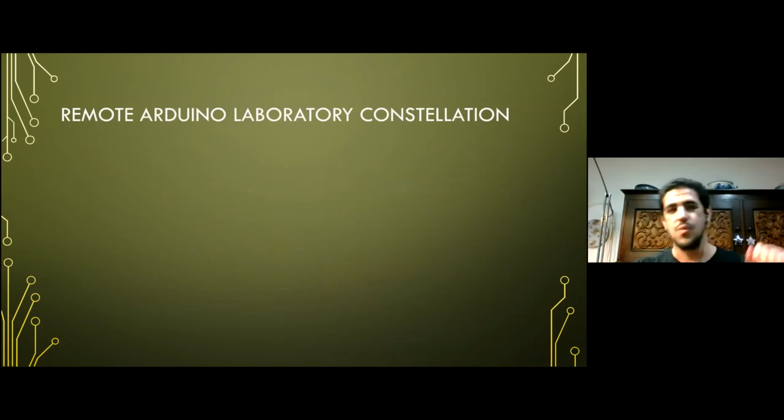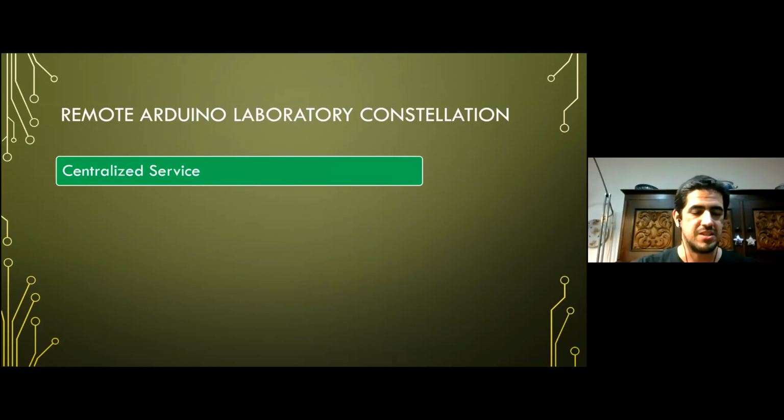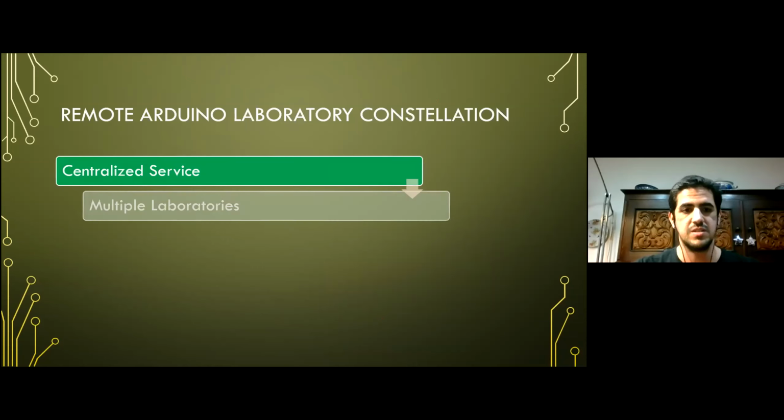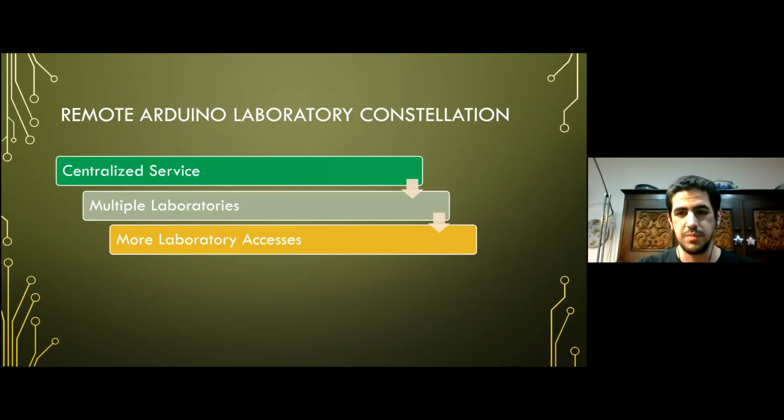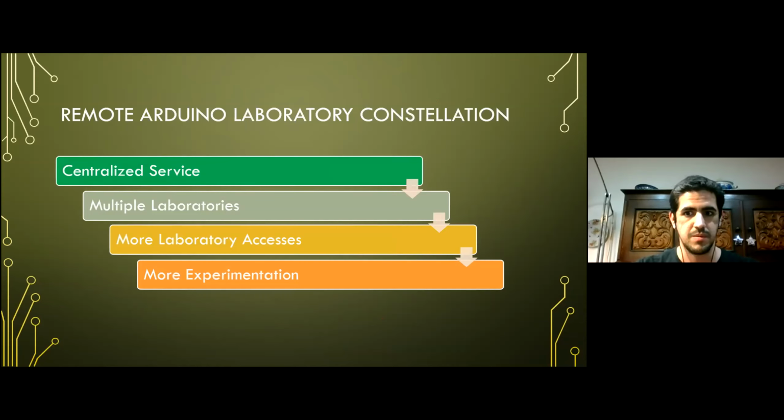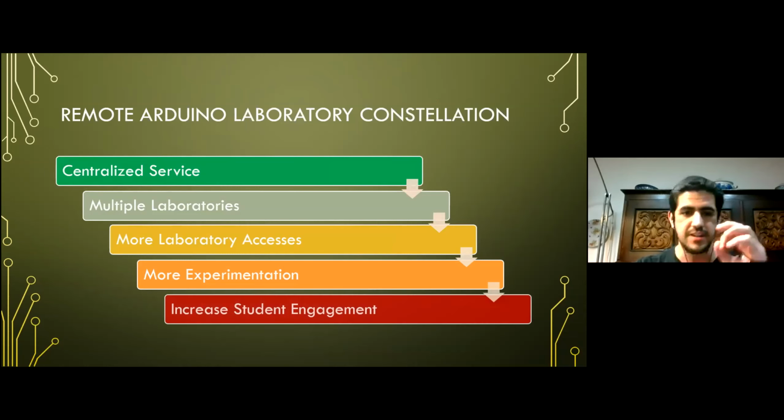That's why we're building the remote Arduino laboratory Constellation, our constellation of experimentation. It's a centralized service designed to support multiple laboratories. With multiple laboratories, we'll be able to drive the number of accesses up, dealing with more experimentation, and finally getting to our increase in student engagement. We are finally working towards our objective.